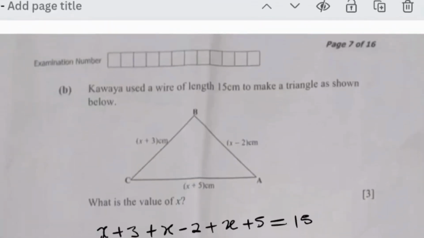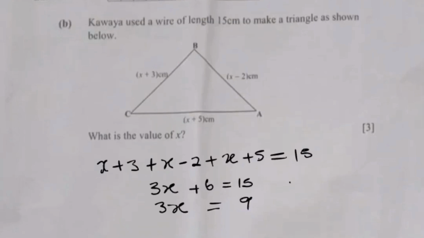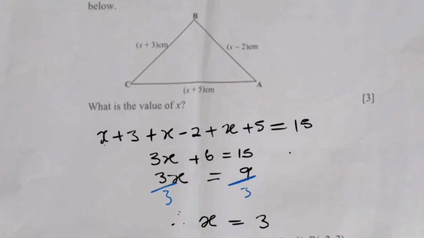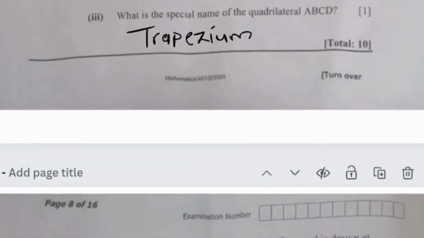Next, we have these simple questions. It says Kawaya used a wire of length 15 centimeters to make a triangle as shown below. What is the value of X? We know that the sum of the sides of a triangle is 15 centimeters. So we're just going to add. X plus 3 plus X minus 2 plus X plus 5 is equal to 15. Like terms together, we have 3X plus 6 is equal to 15. Then divide throughout by 3, so that X is equal to 3.